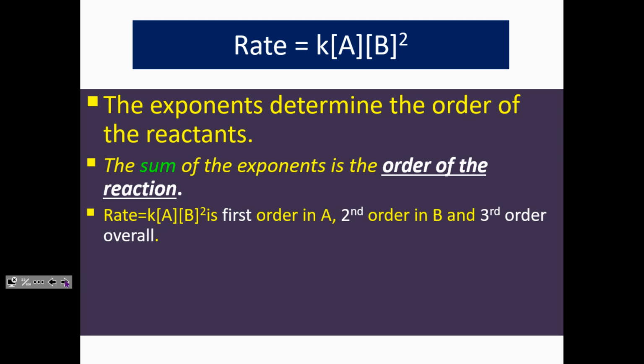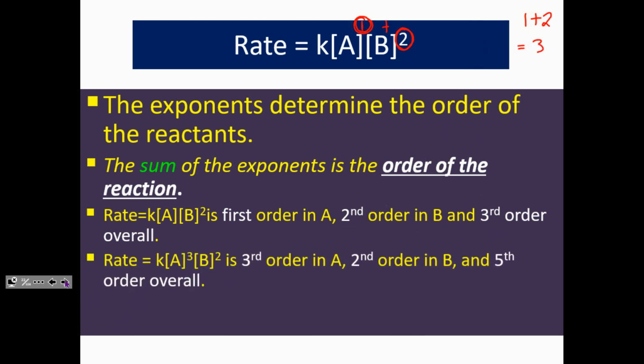The exponents determine the order of the reactants. The sum of all the exponents is what we call the overall order of the reaction. So if we look at this example up top, rate equals K, A, B squared. There's nothing listed here, and if there's no exponent, it's assumed that there's a 1 there because anything to the 1 exponent is itself. And then we have the squared value here. So if I was looking for the overall order of the reaction, I would add 1 plus 2. And that would give me an overall order of 3. So we would say that the reaction is third order overall.